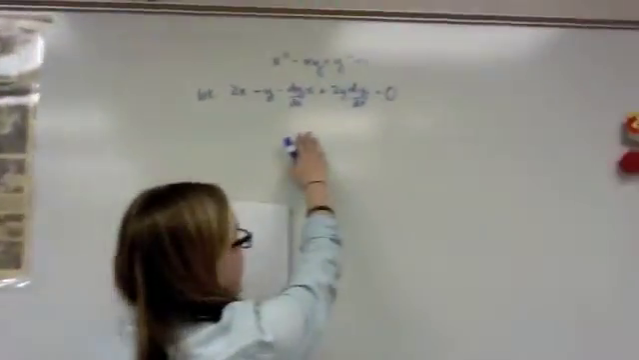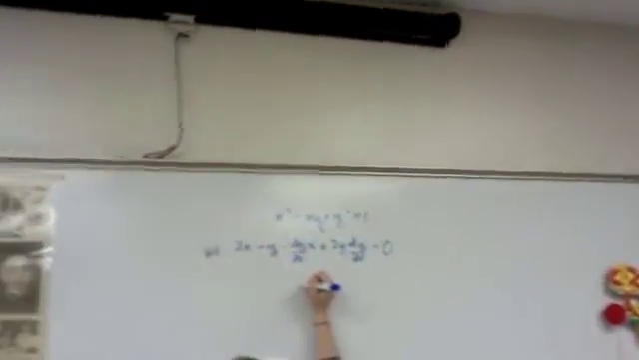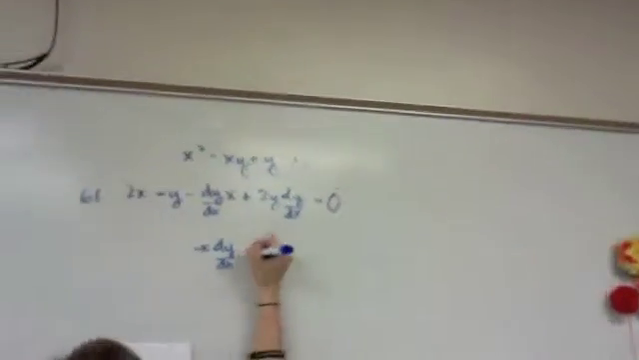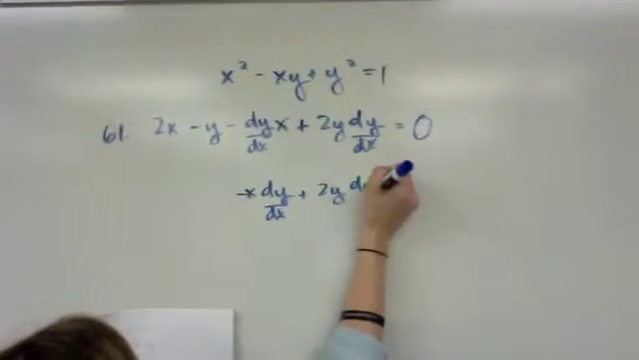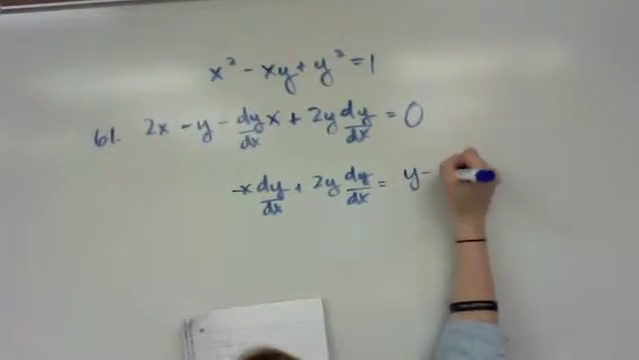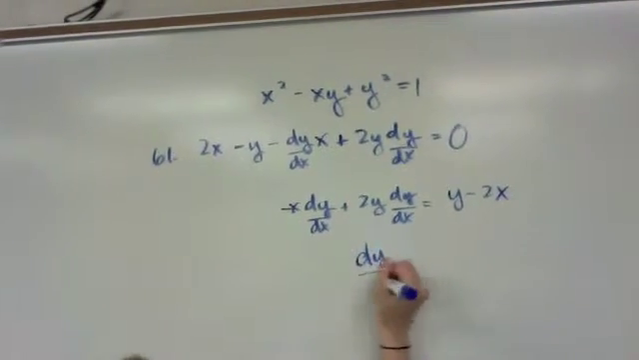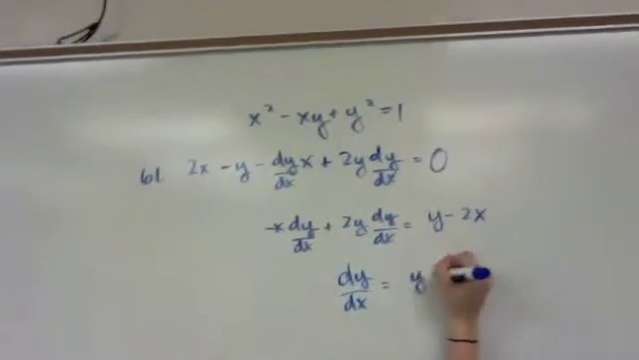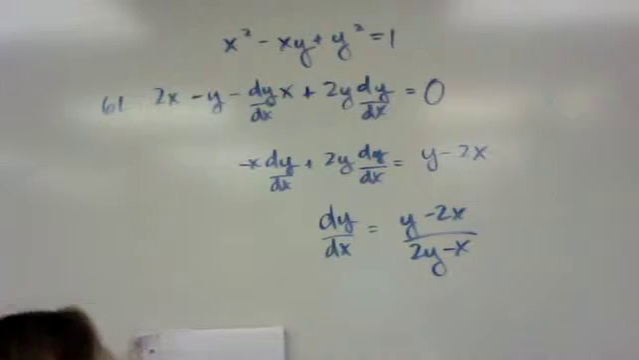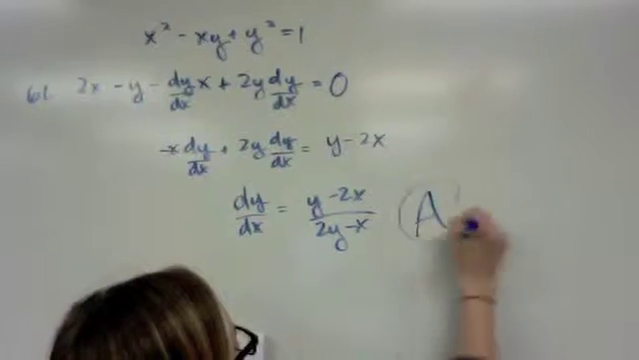So then you got to get dy/dx on one side. First I'm going to move the things that I can add and subtract over. So it's going to be negative x dy/dx plus 2y dy/dx equals y minus 2x. And then we're going to divide these things. So it's going to be dy/dx equals y minus 2x over 2y minus x. And if you notice, this problem is multiple choice, so that means the answer is A.